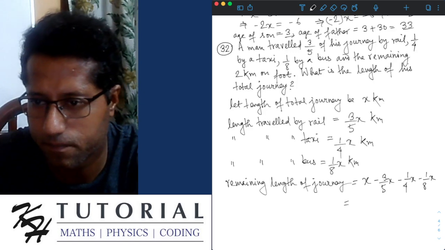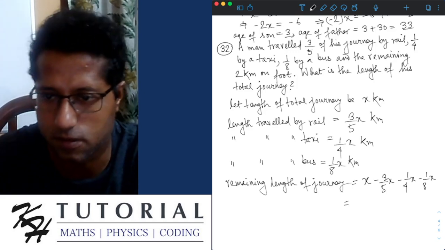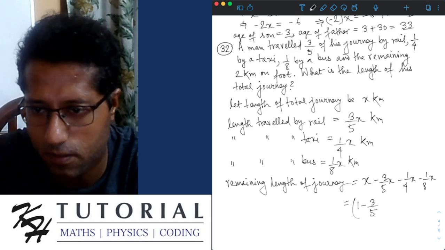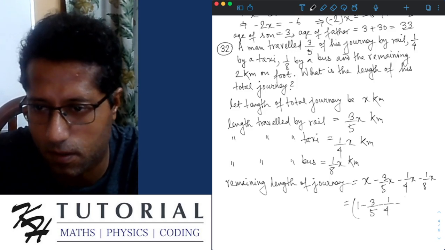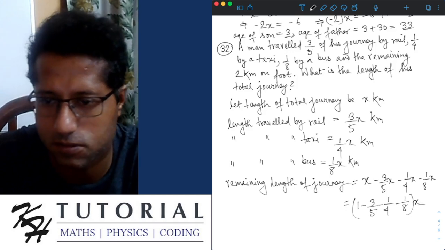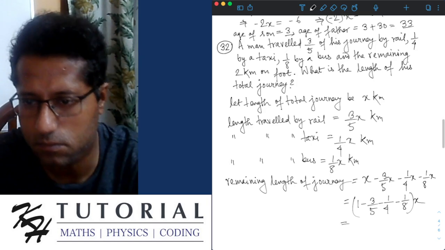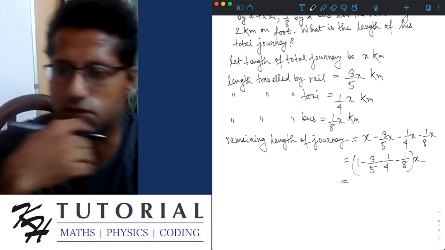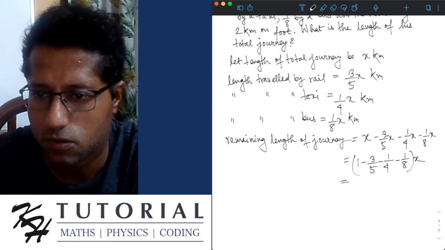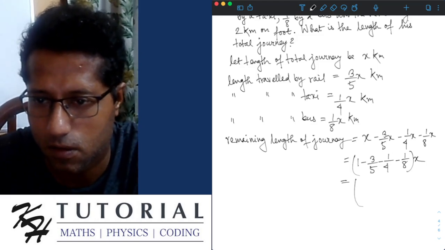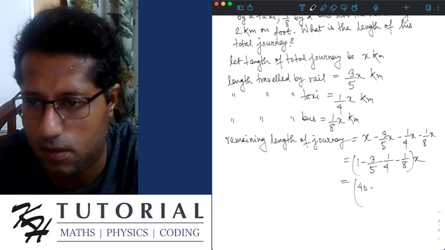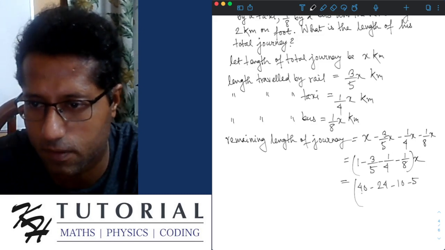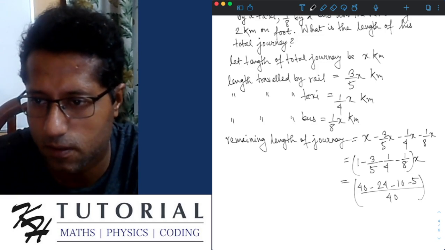If you simplify it, these are all in terms of x. This is nothing but 1 minus 3 by 5 minus 1 by 4 minus 1 by 8, times x, and you simplify it. We have to find the LCM of 5, 4 and 8, which is 40. So this becomes (40 minus 24 minus 10 minus 5) divided by 40, times x.